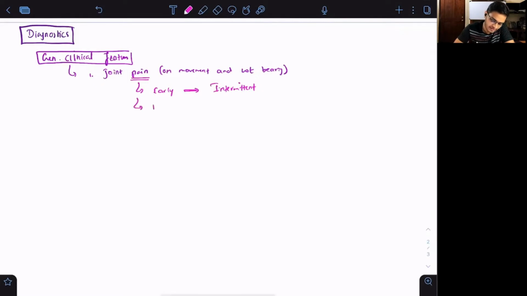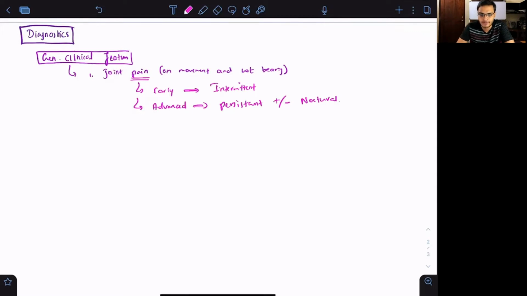Second thing, guys, in advanced disease, what do we see? We see persistent or continuous pain, and you can put plus or minus nocturnal pain. Sometimes, guys, these patients, even when they're sleeping at night, they're not moving, still there is pain, right? At night, okay? Nocturnal pain.